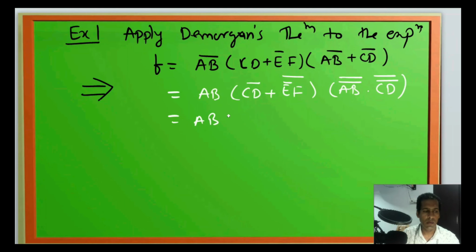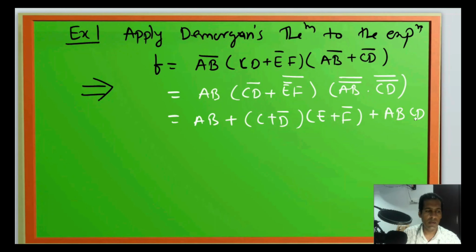Now let us simplify this term. So here we can write AB plus C plus D bar and E plus F bar plus A, B, C, D. So this is the solution for De Morgan's theorem for this example. Let's see the next example.